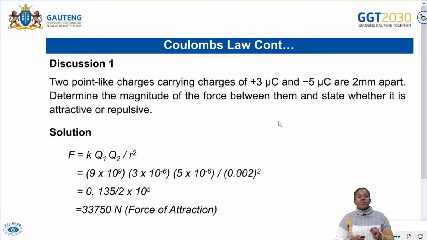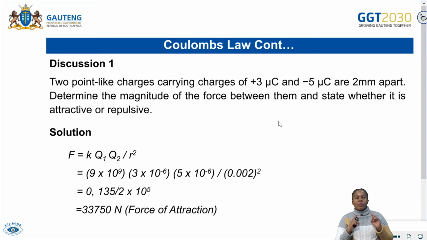Right, so let's do discussion number 1, which is going to be covering what we've just talked about. It says discussion number 1: two point like charges carrying charges of positive 3 microcoulomb and negative 5 microcoulomb are 2 millimeters apart. Determine the magnitude of the force between them and state whether it is attractive or repulsive.